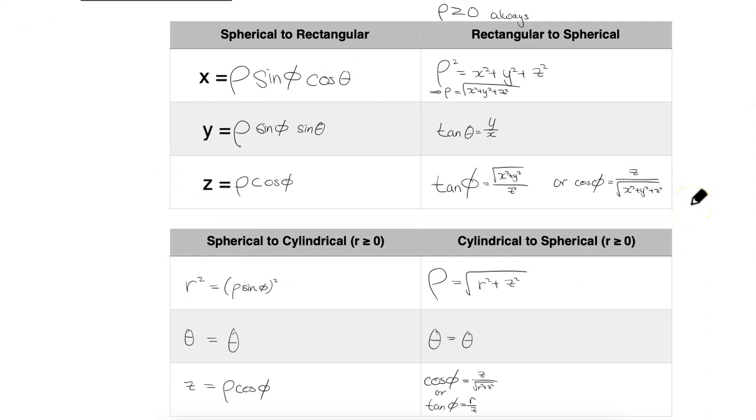Here are all the formulas that you can copy in your notes. Notice that even though r could be any positive or negative number for cylindrical coordinates, rho is always positive or 0 in spherical coordinates.